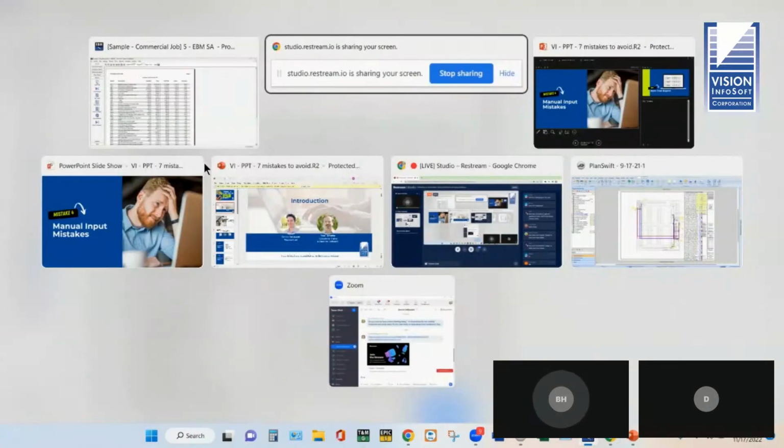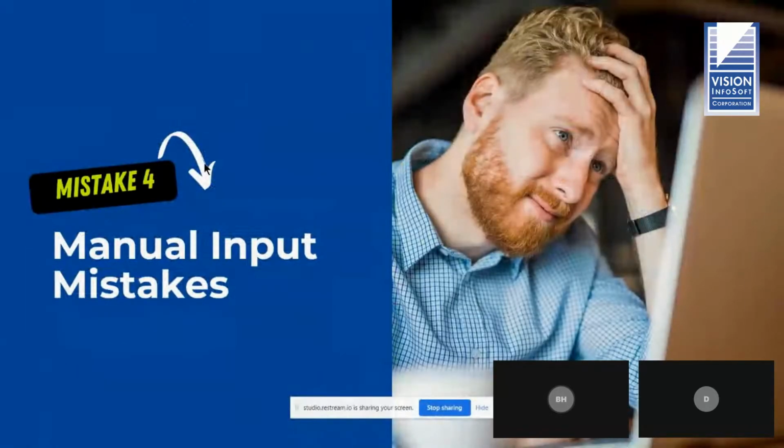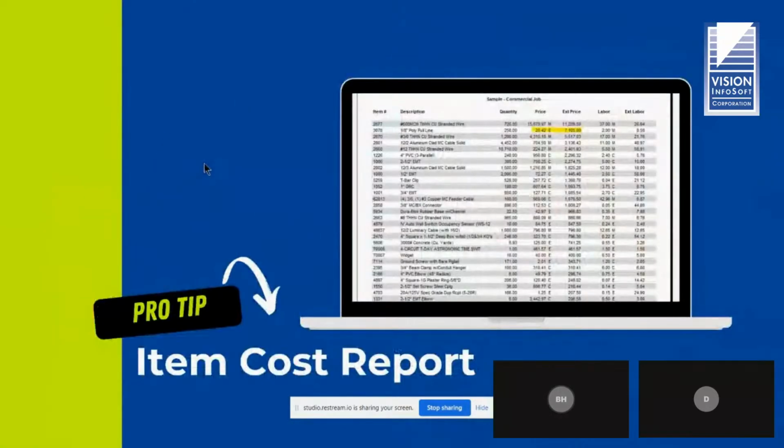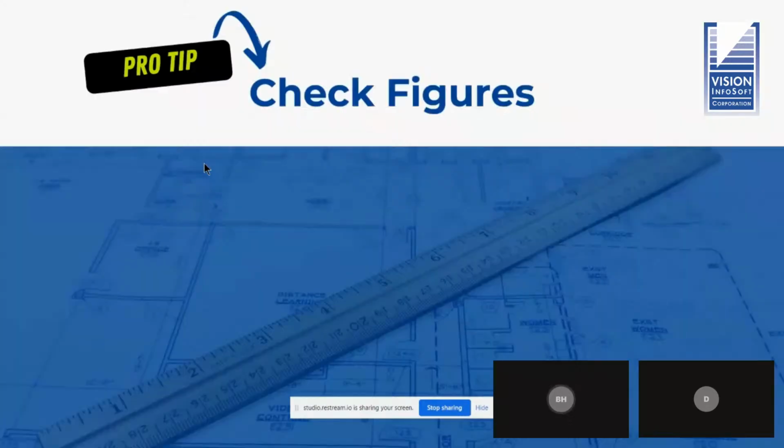It won't catch everything, obviously. If you put in too low a number, it's not going to help you catch it. But if the unit of measure is wrong, or the mistake you made was putting in 10,000 feet instead of 1,000, it might pull some critical items up to the top. So that's the item cost report.